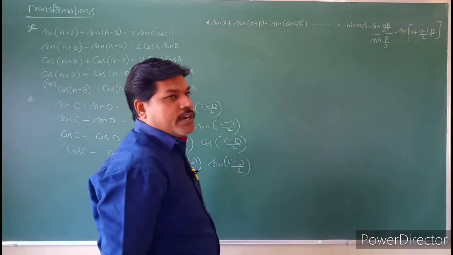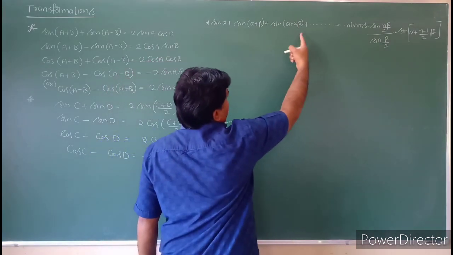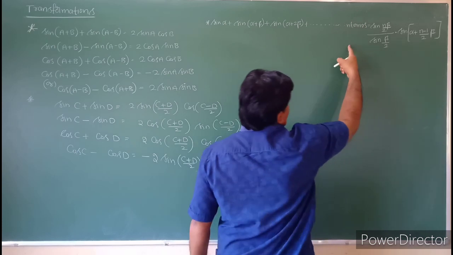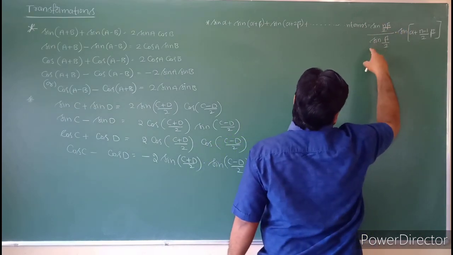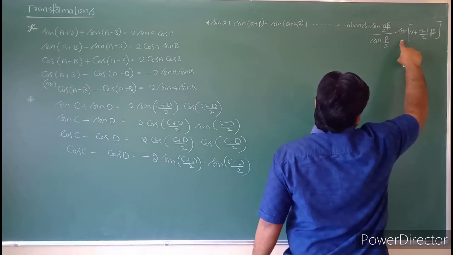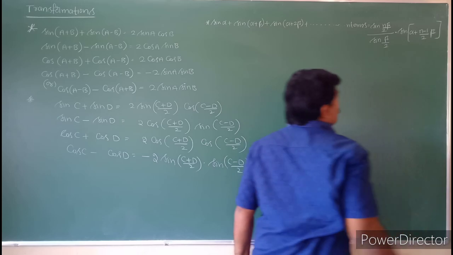So see that formula, students. sin alpha + sin(alpha+beta) + sin(alpha+2beta) and so on up to n terms. The formula is sin(n beta/2) by sin(beta/2), into sin(alpha + (n-1)/2 times beta).